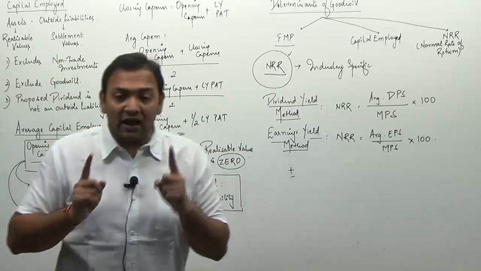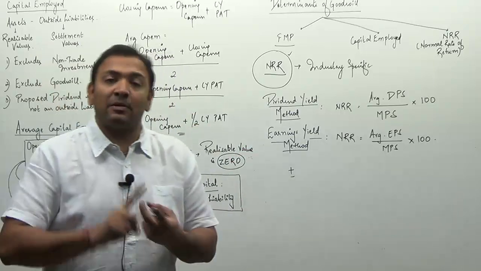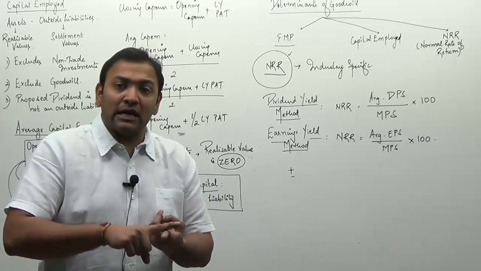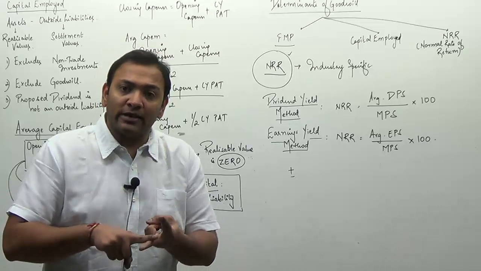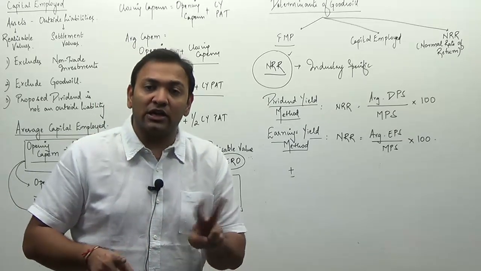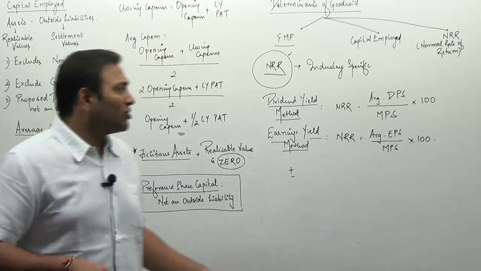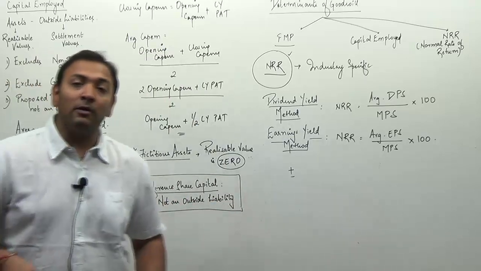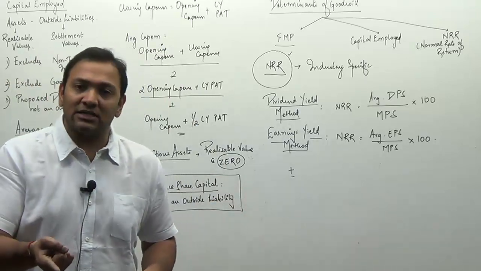Think from the shareholder's perspective, whether it is a favorable ratio or unfavorable ratio. Unfavorable, higher risk. Higher risk, higher return. Favorable ratio, lower risk, lower return. So these two are very, very important conditions to be considered. Got it? Those adjustments to NRR we will see specific to any particular problem, because the problem should give you the industrial average.